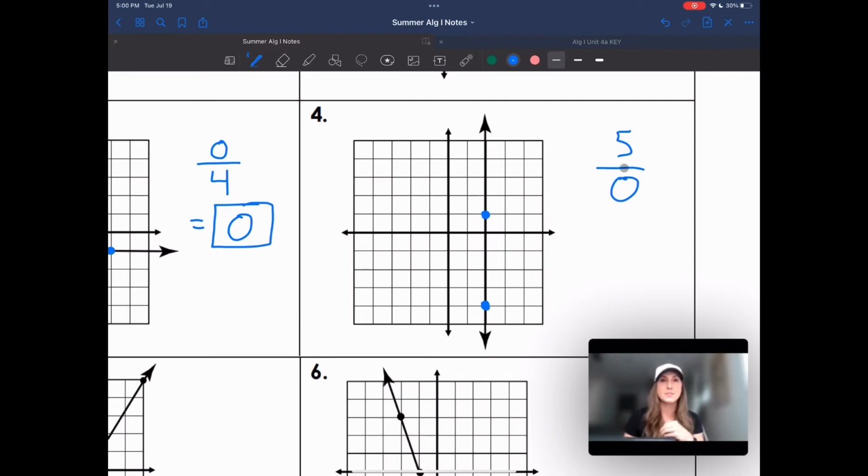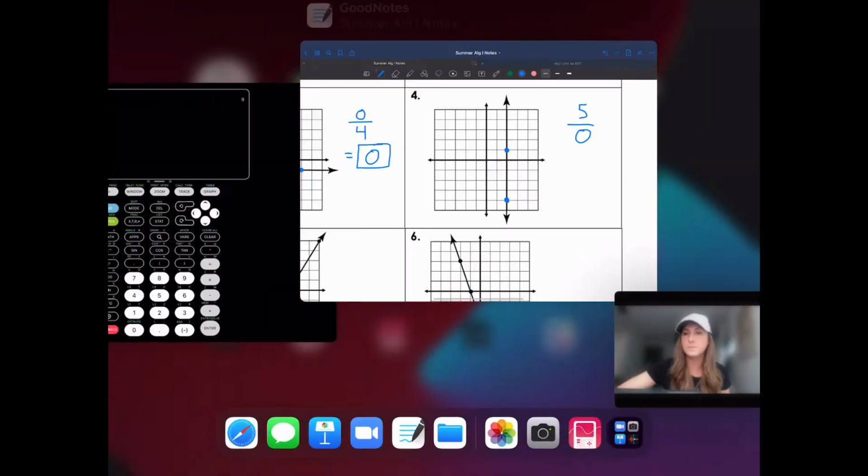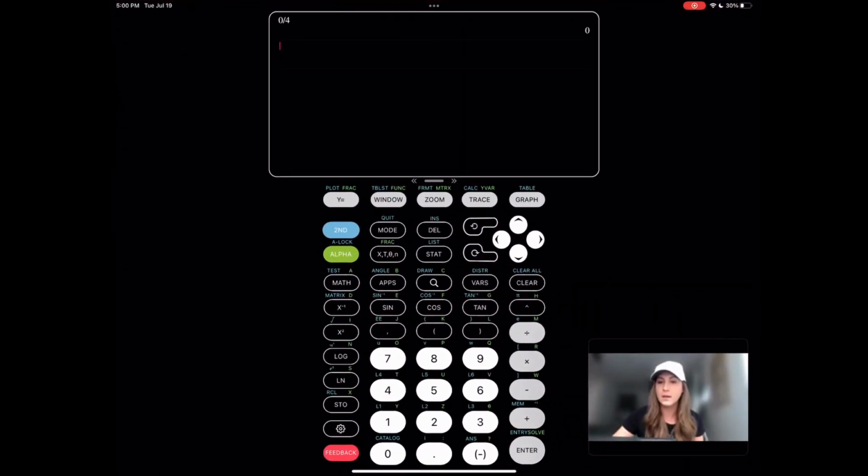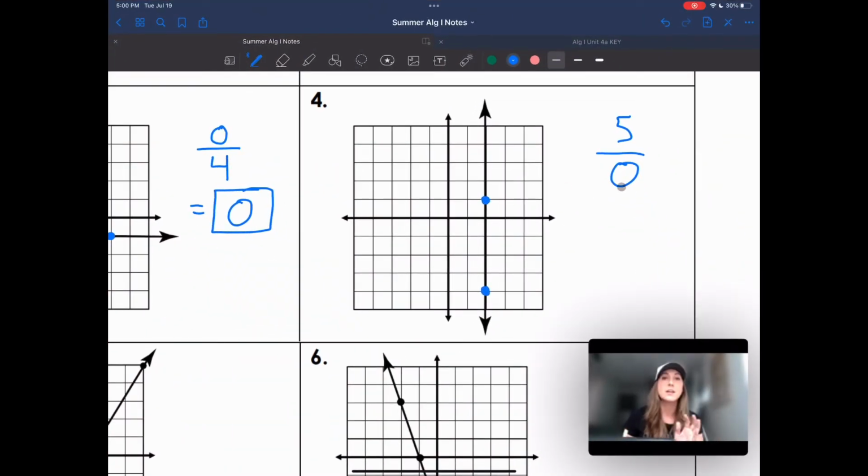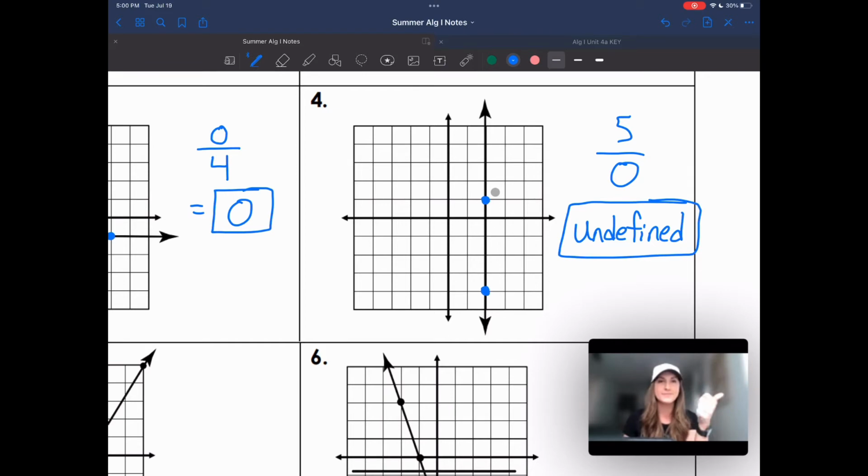Type in 5 over 0 or 5 divided by 0 in your calculator. I'm going to do it, actually. Okay, 5 divided by 0. Ready? I'm going to press enter. Overflow error. Yours may or may not say that. Yours might just say error. But regardless, you cannot divide by 0. Okay, so if you end up with a 0 in the denominator, you're going to have all kinds of issues. You cannot do it mathematically. Okay, so this is why this one is undefined, because you end up with a 0 in the denominator. Now, once you've seen this a couple of times, you don't have to repeat this process every time. If you can just remember a vertical line's undefined, then you're good.